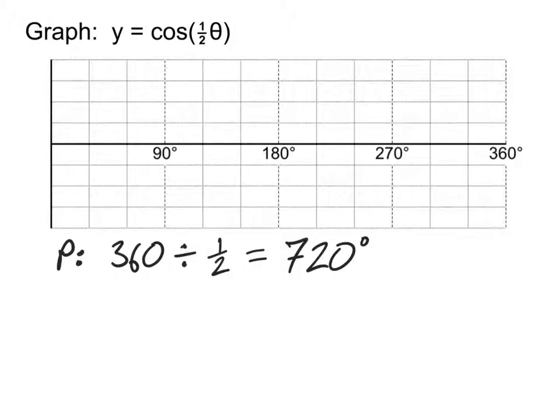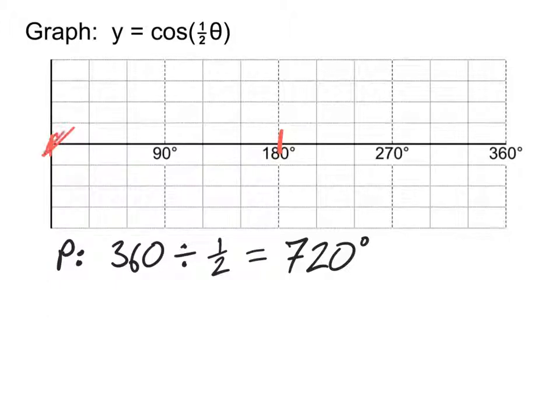Now, if it's going to be twice as wide, if we're going to have to complete one full cycle all the way out here at 720, notice in the graph that I'm given here between 0 and 360, I'm not even going to complete a full cycle here. In fact, I'm only going to complete half of a cycle. So instead of putting a point every 90 degrees, I'm going to be putting a point every 180 degrees.